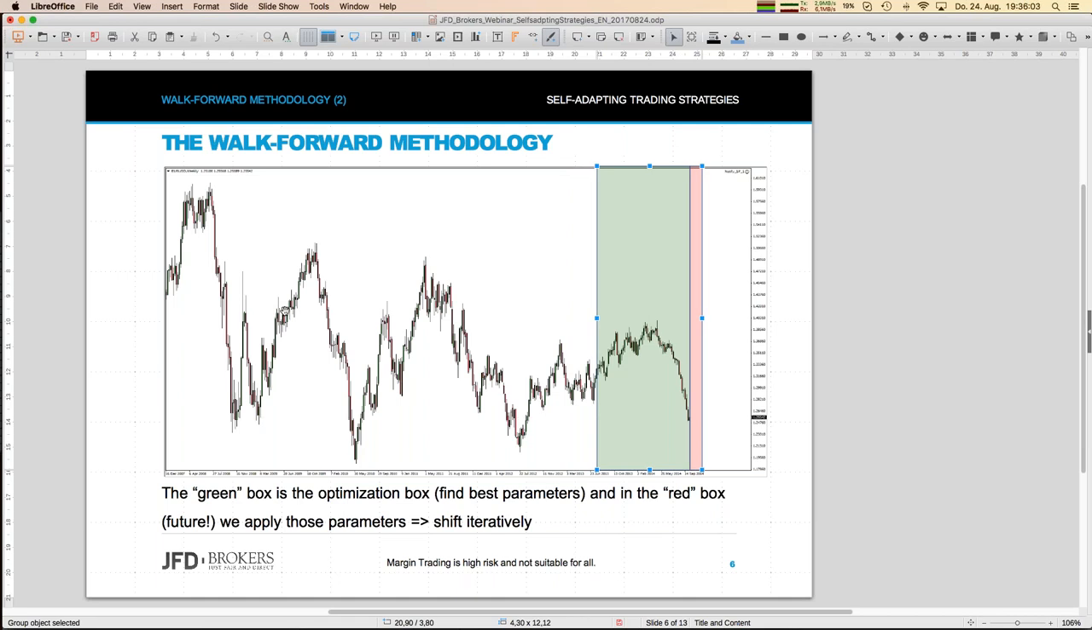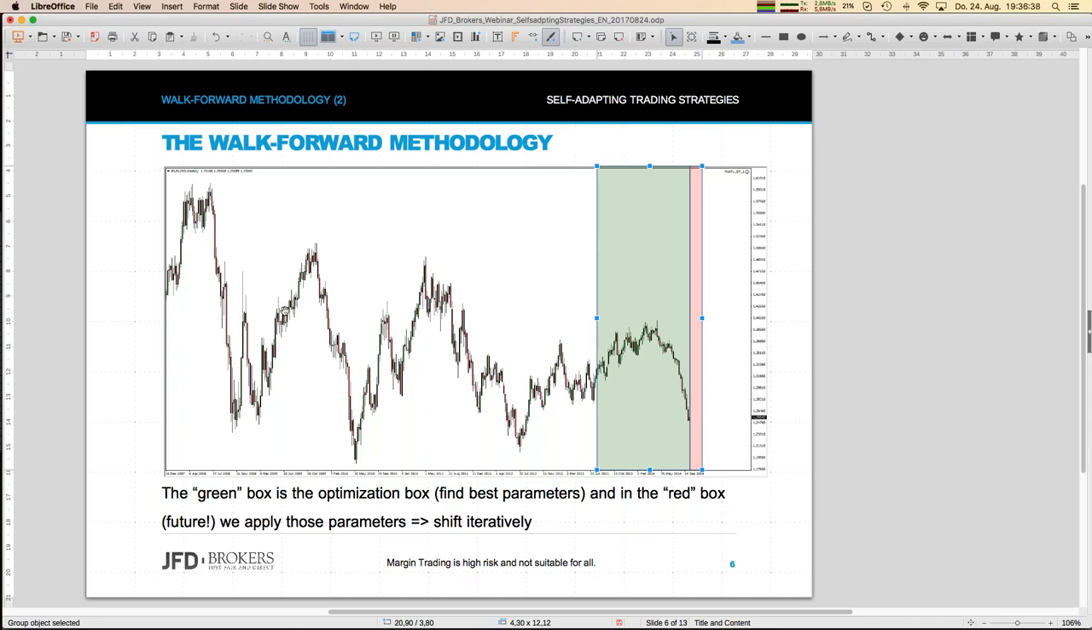And the good thing is, now we do the same. And what does it mean we do the same? We optimize within the green box, and we apply tomorrow for real trading. You see the clue? It's already two clues. One is, what we have done 1,000 times in the past, optimization, applying in the future, is exactly what we do from tomorrow onwards in our real trading activities.